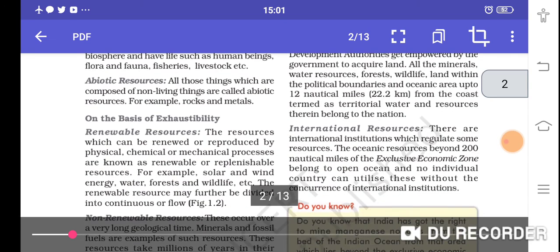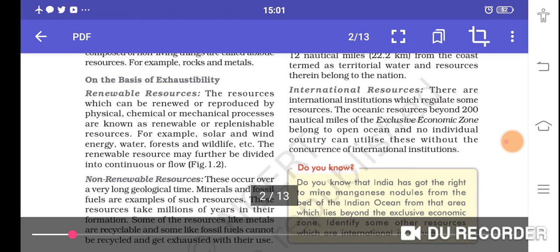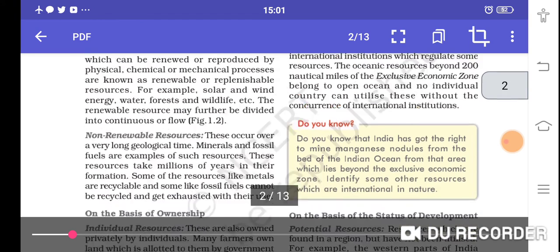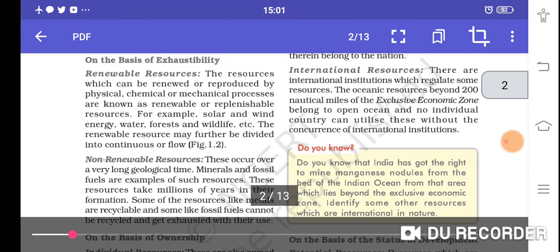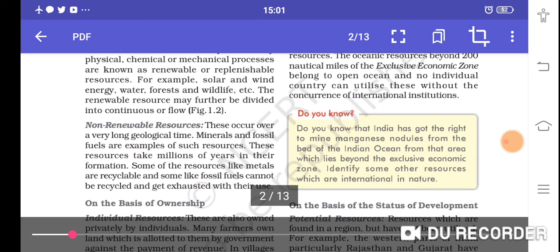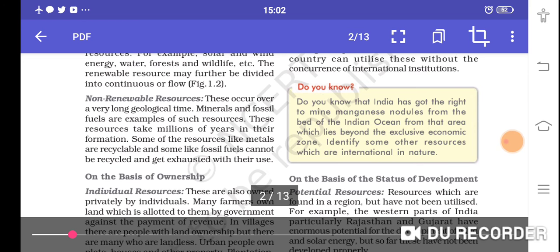On the basis of accessibility, there are renewable and non-renewable resources, which I already explained just now. The renewable resources are the resources which can be renewed or reproduced by physical, chemical, and mechanical processes. For example, as you can see there, solar energy, wind energy, water, forest, and wildlife, etc. The renewable resources may further be divided into continuous or flow, as I already told you. And non-renewable resources are those which have a limited stock. Once the stock is exhausted, it may take thousands of years to be renewed, like coal and petroleum or fossil fuels.